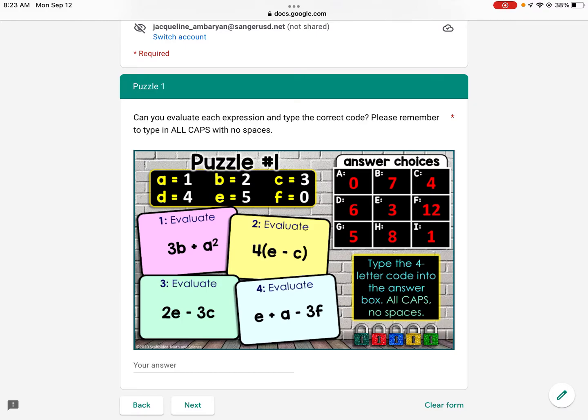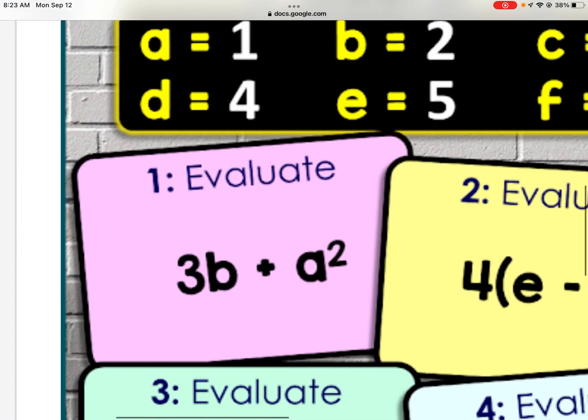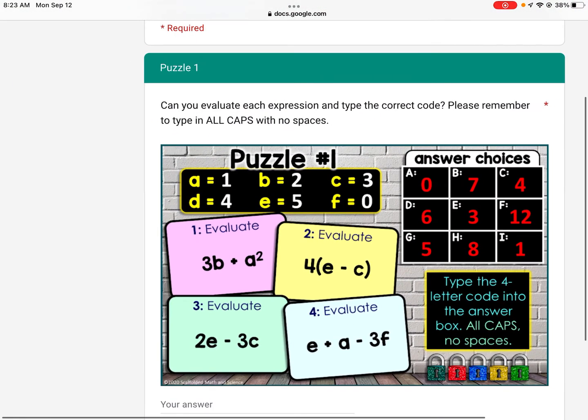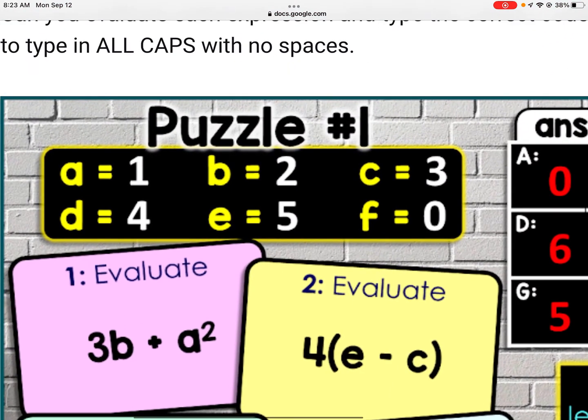So what you do is you solve each of the problems. For example, the first one says evaluate. Remember, evaluate means solve. And at least for this first puzzle, you're going to plug in whatever numbers they give you with the letters. Okay, so for example, it's 3b plus a squared.